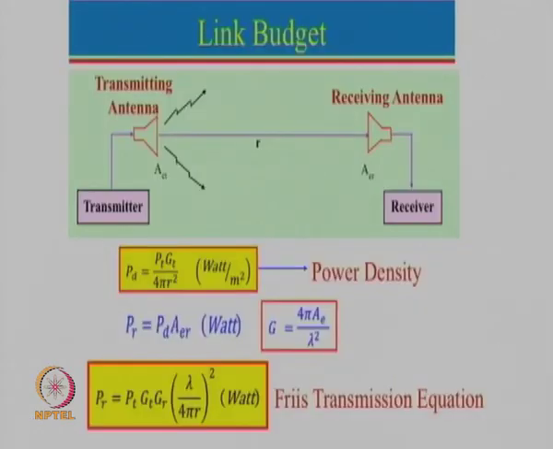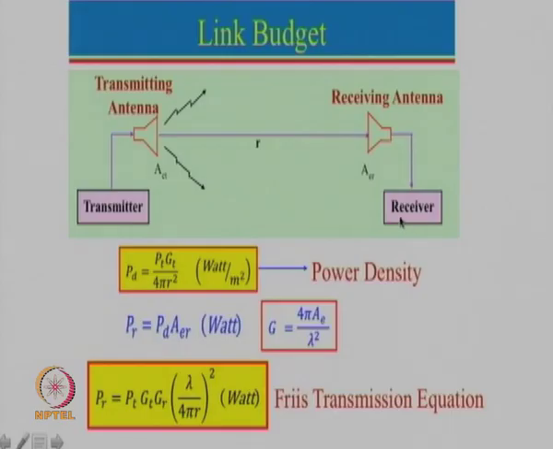Now, one of the most important things when we are designing an antenna system for power transmission and power reception is what is known as a link budget. In fact, this is a very important thing, so please pay more attention to this. How do we generally define a link budget? Let us say we have a transmitter transmitting through a transmitting antenna, and at a far away distance there is a receiving antenna with a receiver.